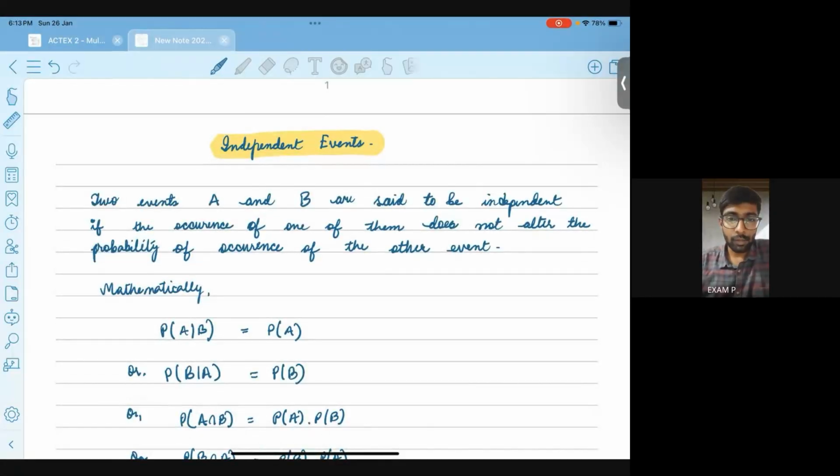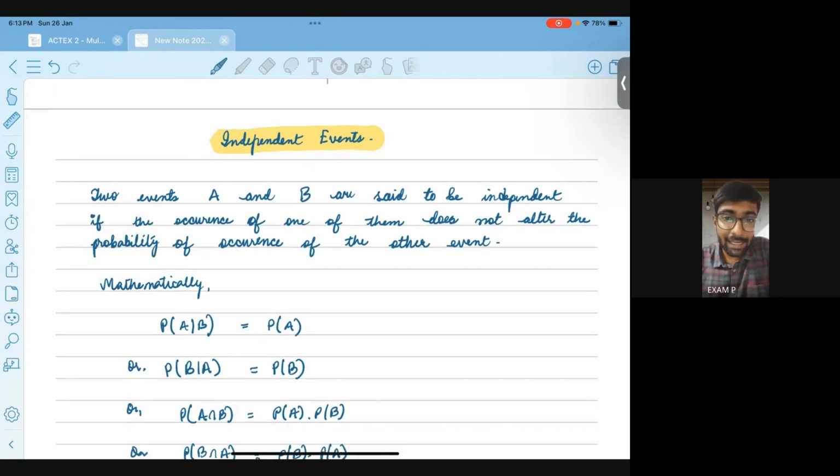Hello everyone. So today we'll be studying a concept from exam P, which is an exam from SOA. Let's see. So the concept is independent events.